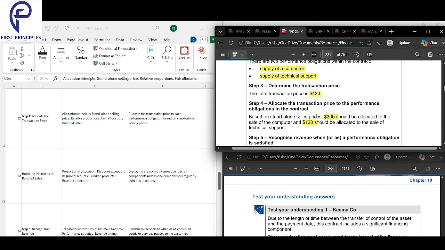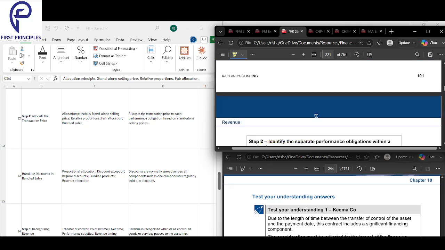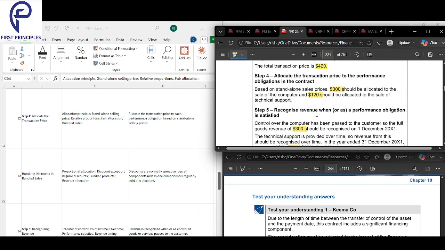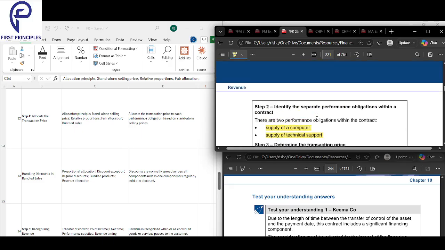So per month is 10. The 300 for the computer you delivered immediately. He paid you for the computer, so 300 is established. 120 is for 12 months, so per month is 10, and 1 month of service is done before the year end. Before the year end, 1 month of service is done because he purchased on 1st December. So by the end, you have given 1 month of service also. So totally 310 will be the revenue that you would recognize.